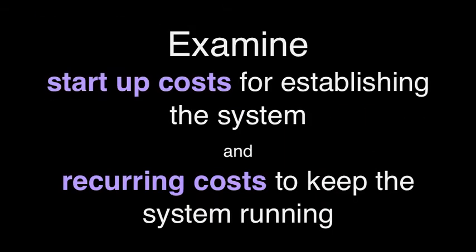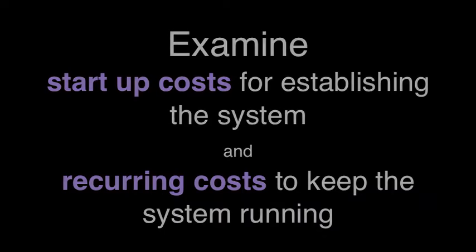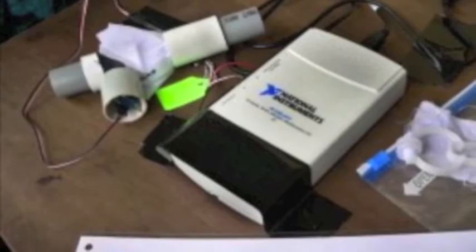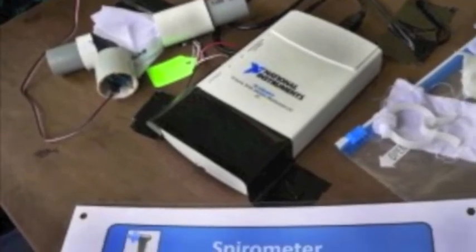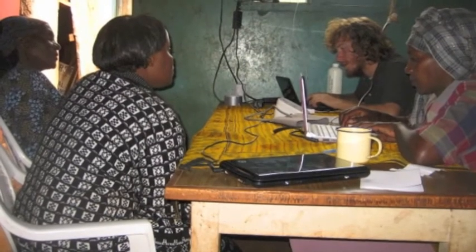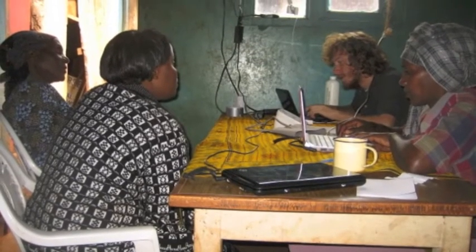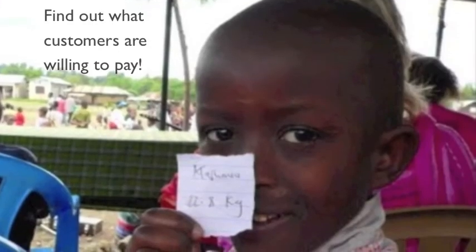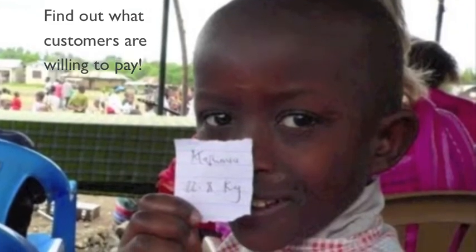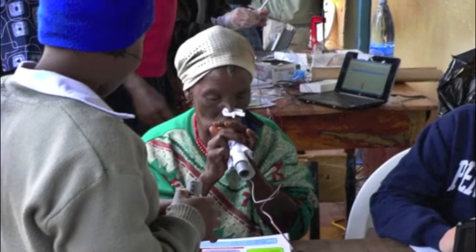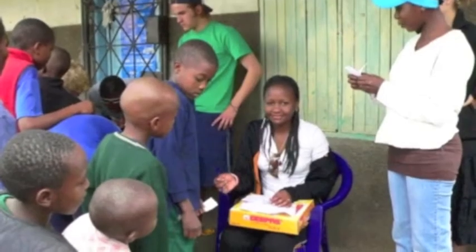Mashavu validated their business plan by examining startup costs for establishing the system and recurring costs to keep the system running. They researched the cost of equipment, data plans, electricity, and maintenance to ensure they had accurate estimates to use in their calculations. They also researched their target customers' ability to afford the healthcare services and whether they had easy access to the capital to pay when service is delivered. They compared cost estimates and revenue estimates in order to validate that the business model could be sustainable.